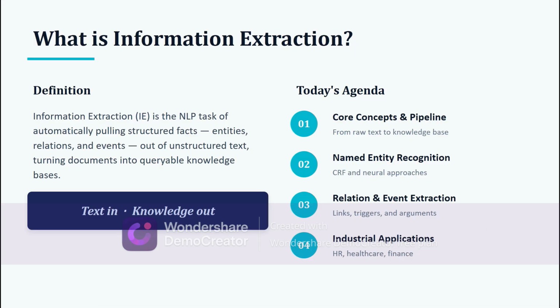So now, what is it? Information extraction sits right at the intersection of natural language processing and knowledge engineering. The goal is simple to state. Take unstructured documents like news articles, resumes, or medical records and pull out the facts hiding inside them in a structured, machine readable form. Today's agenda works through that pipeline.